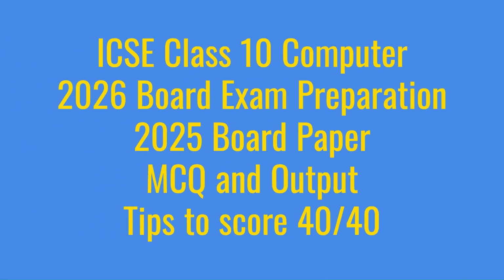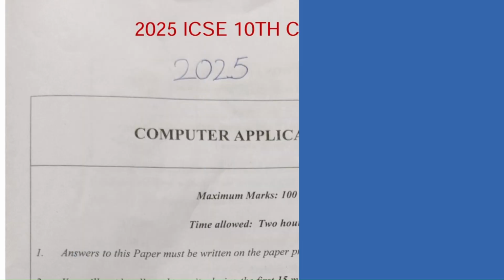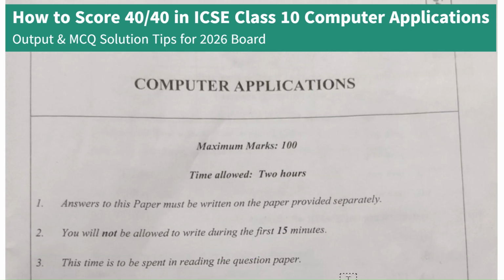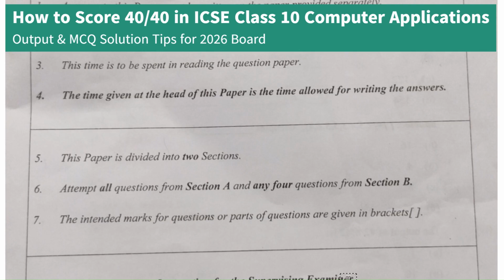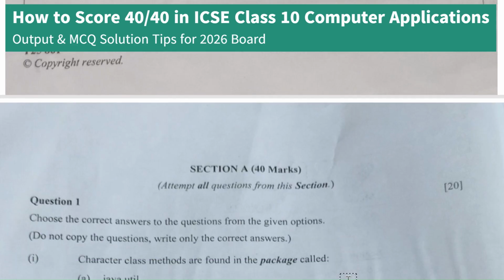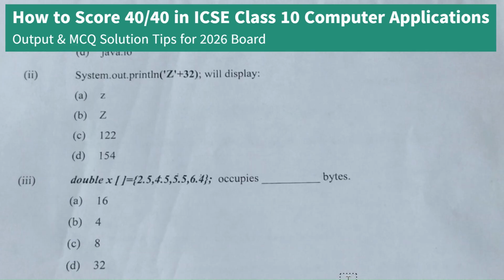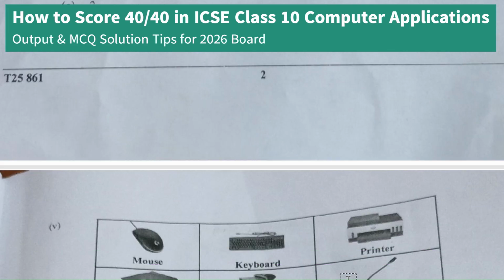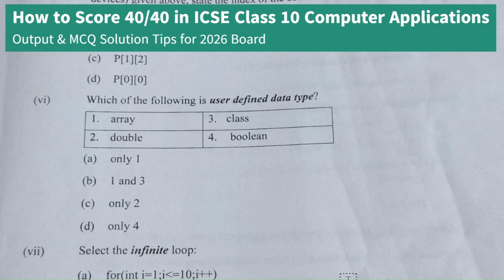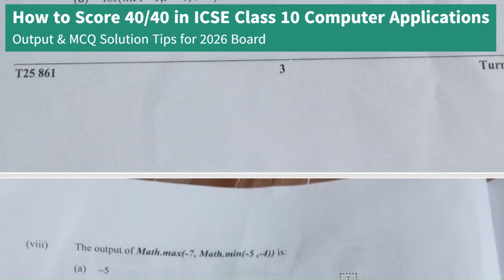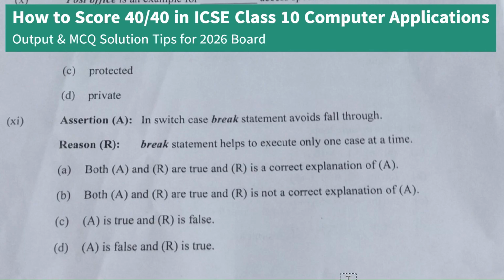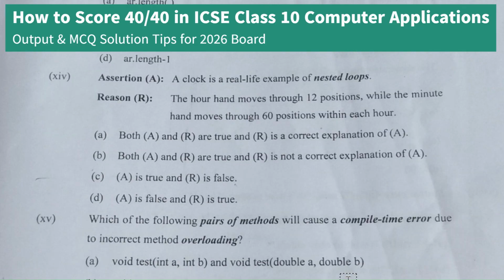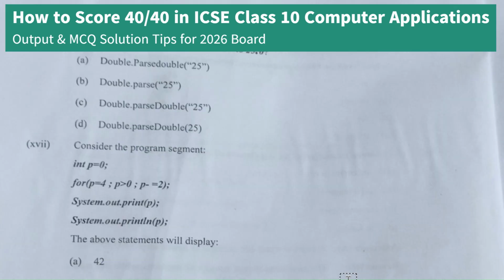Are you appearing for ICSE Class 10 Computer Applications Board exam? If yes, then this video is just for you. In this video, we will discuss the complete solution to the board question paper 2025 Section A and Section B. We will break down all the MCQs and output-based questions with detailed explanations and examples to help you understand each concept clearly. Important tips to score full marks. So, stay tuned till the end and make sure you don't miss out on any important concept.